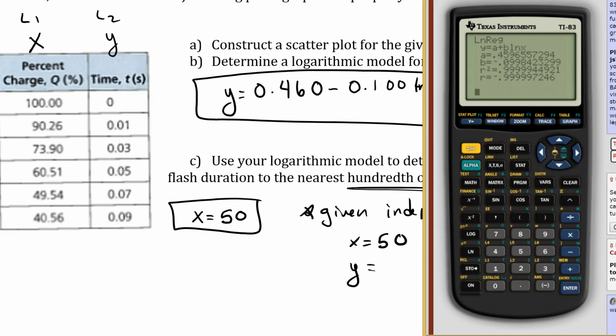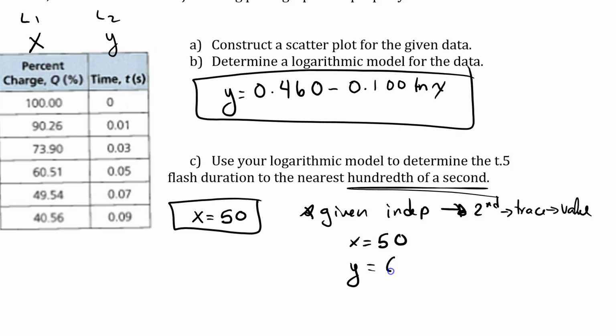So I'm going to do this. I'm going to go graph. Let's see what it looks like. So I'm going to go second trace value. I'm going to say x equals 50. What does my y equal? So my y equals 0.069. But we need to get this into a hundredth of a second. So 0.07 seconds, because hundredth is 2 decimal places.